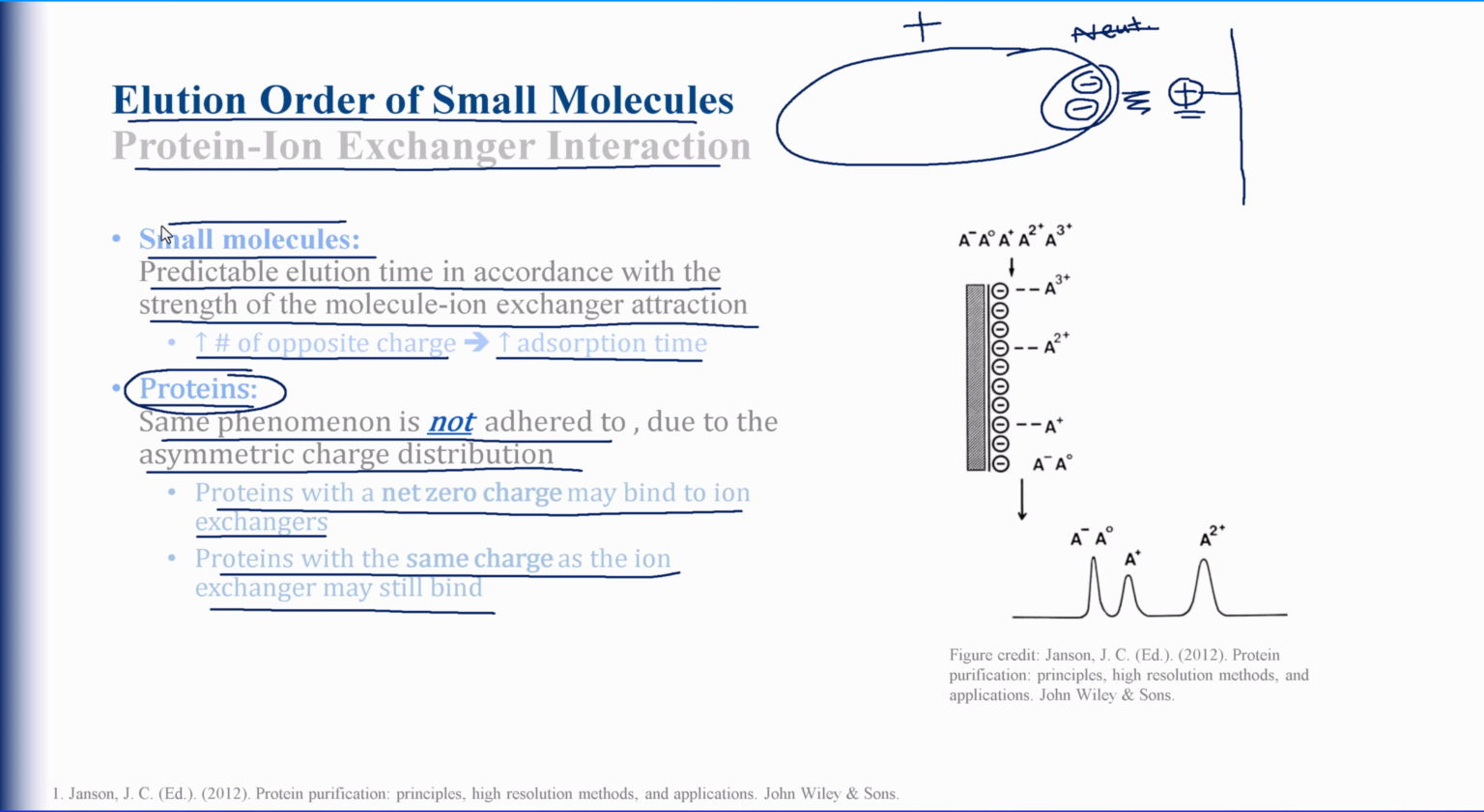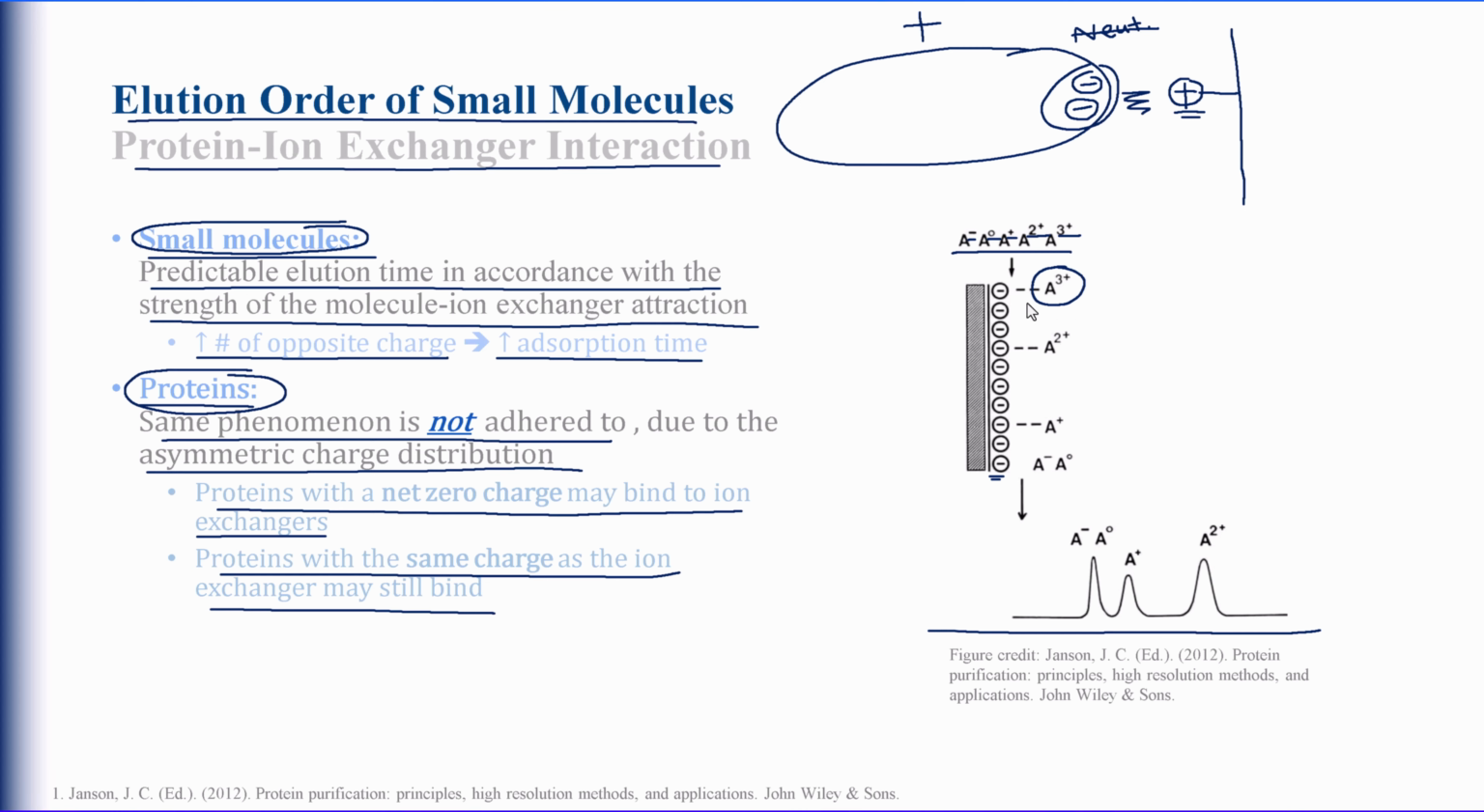On the other hand, when you're dealing with small molecules, they have a predictable elution time in accordance with the strength of the molecule-ion exchanger attraction. So here, for example, you have a series of small molecules and you have their elution order happening here. Here you have small molecules with various charges. This has a 3+ charge, this has a 2+ charge, this has a 1+ charge, this is neutral, and this is negatively charged. And here it is apparent that we have a cationic ion exchanger that you can see on the column. And so this small molecule with a net 3+ charge will bind for the longest time.